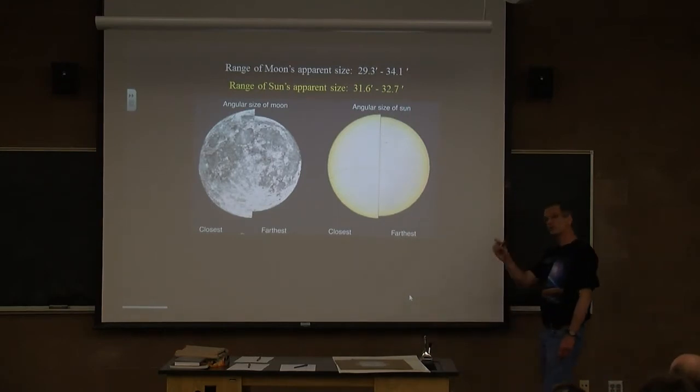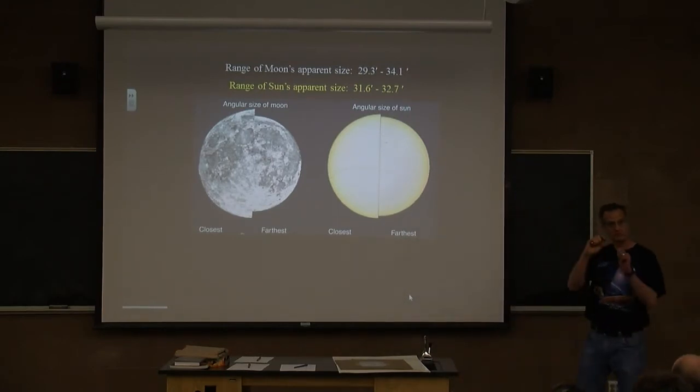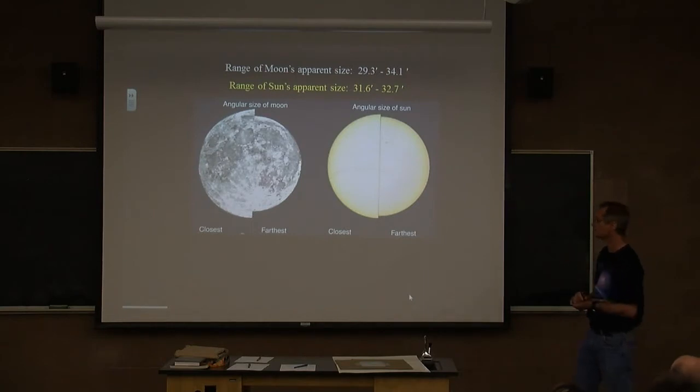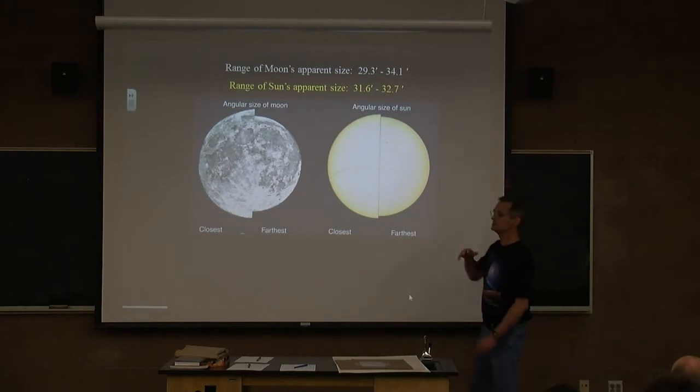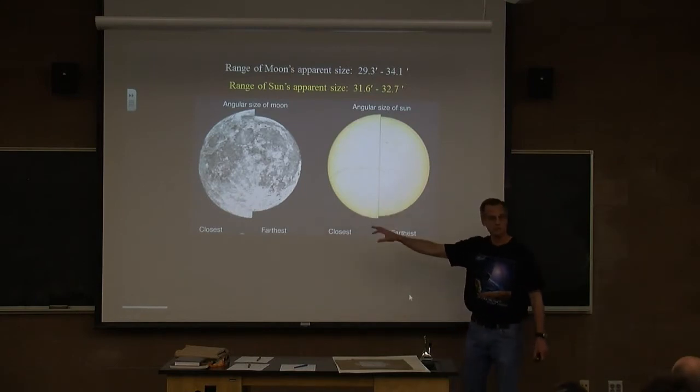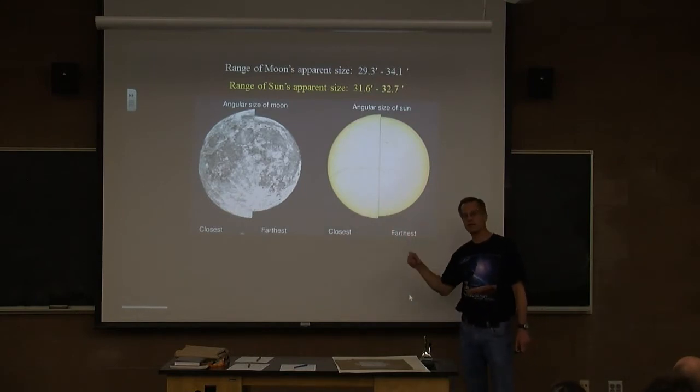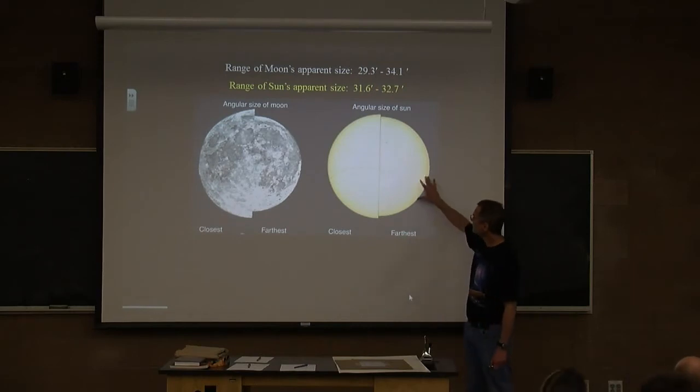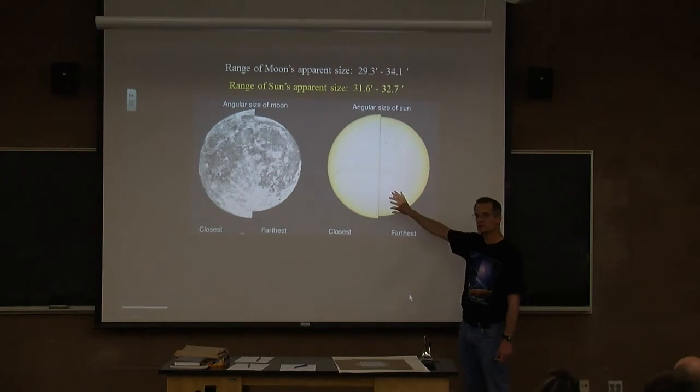Now, the Earth's orbit around the sun is also elliptical, so the disk of the sun is bigger at some times and smaller at other times, depending on how close we are. But the Earth's orbit is not nearly as elliptical as the moon's orbit. The moon's orbital eccentricity is over 3 times that of the Earth's. So the range of apparent sizes for the sun is smaller.